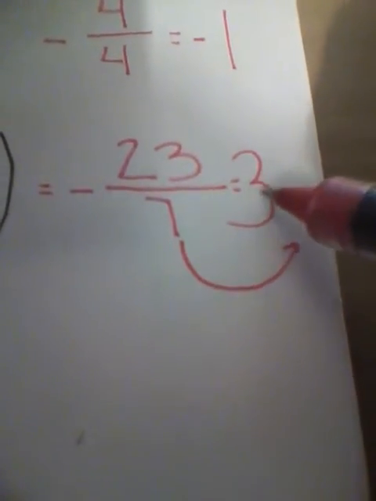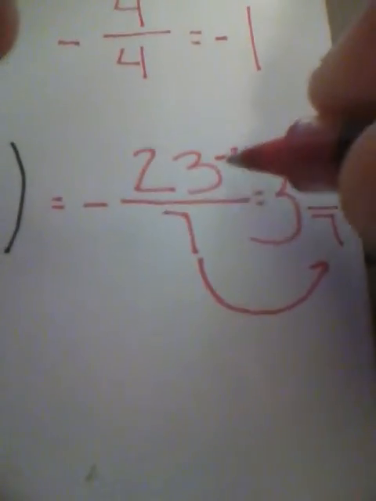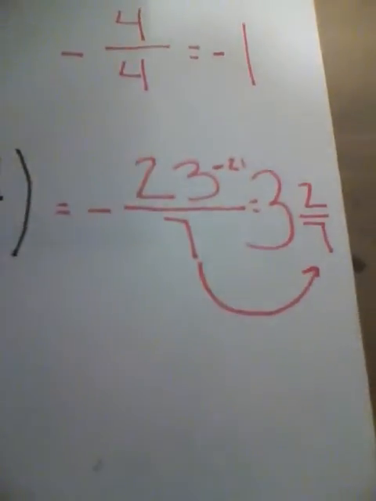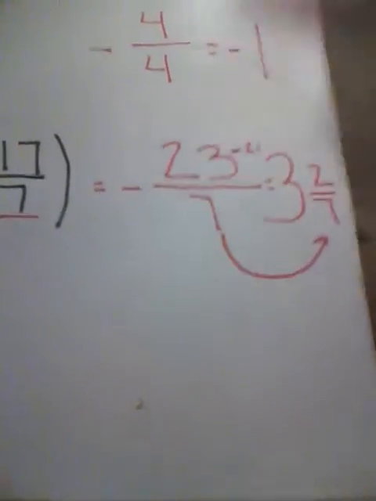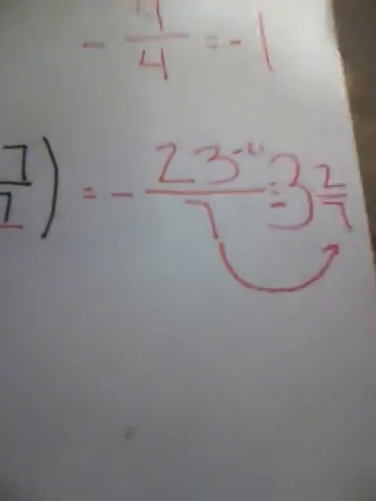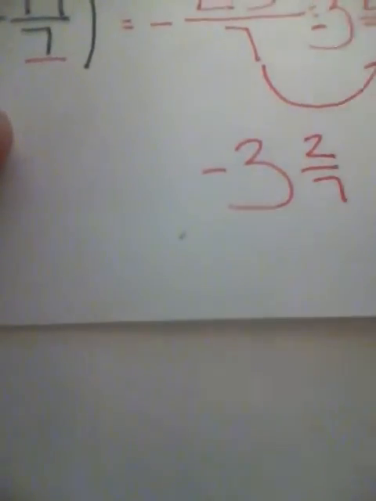7 times 3 was just 21. I subtract that 21 from up here. 23 minus 21 is 2. Because the problem was negative to begin with, a negative divided by a positive gives me a negative, so my answer would be, and I'll write it down here, negative 3 and 2/7.